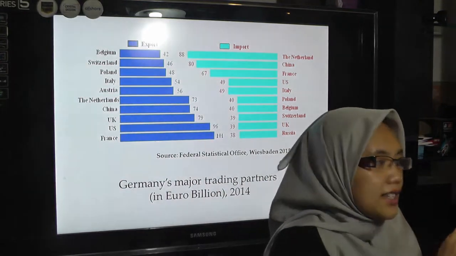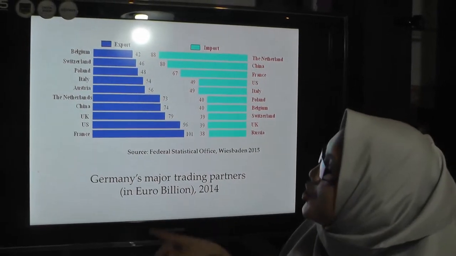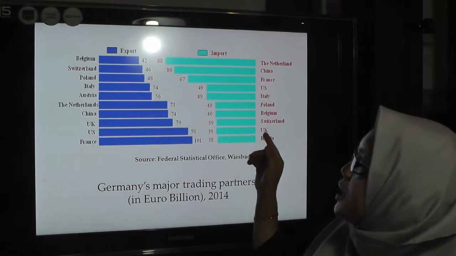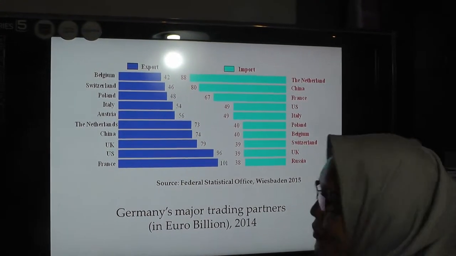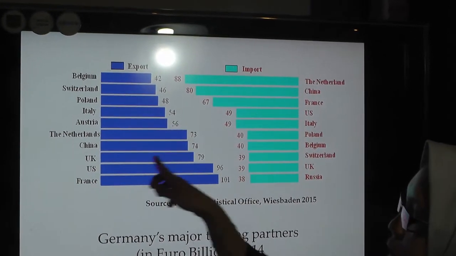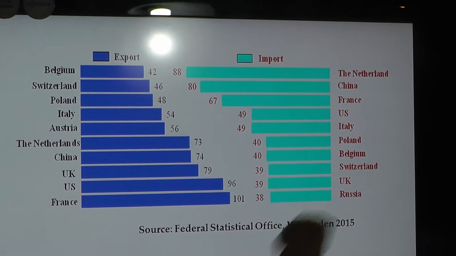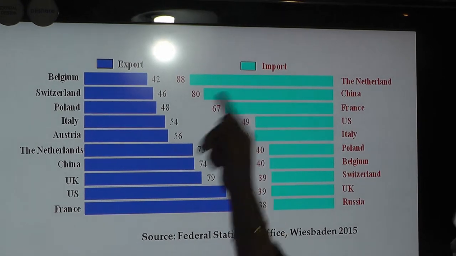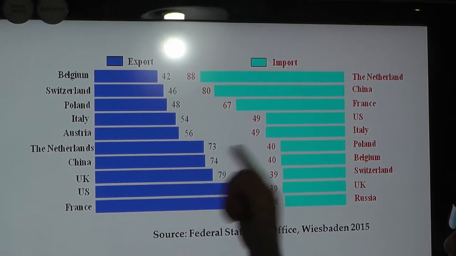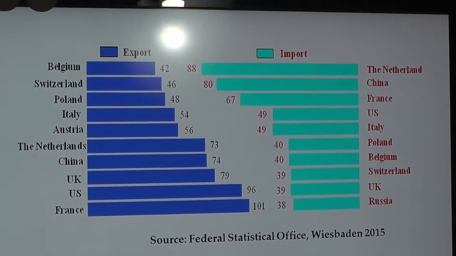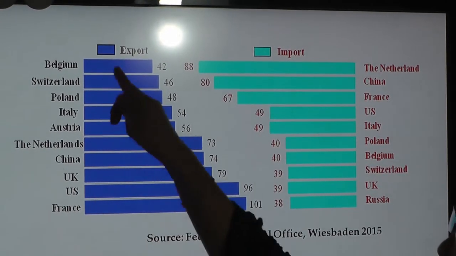So, the chart shows Germany's major trading partners in billion euros. We can see from the chart that the first major export destination is France with 101 billion euros. Following with US, UK, China is number 4 with 74 billion euros. And from this chart of the top 10 export destinations, only four countries are not in Eurozone, which are US, UK, China and Switzerland.